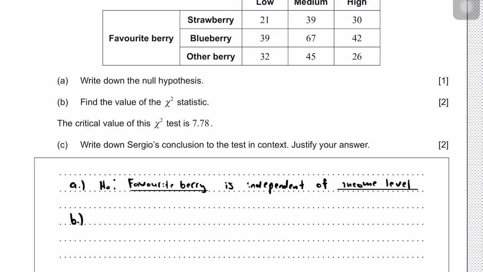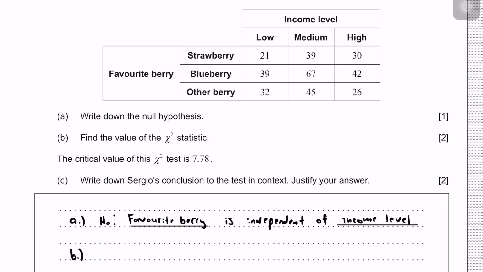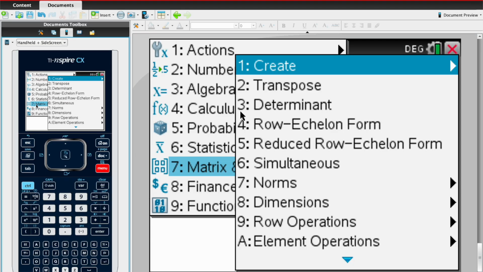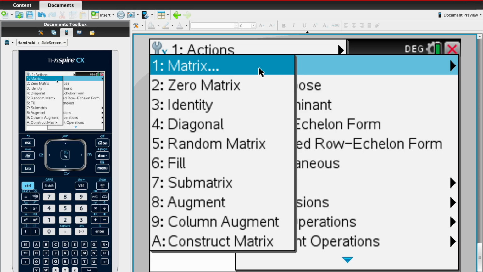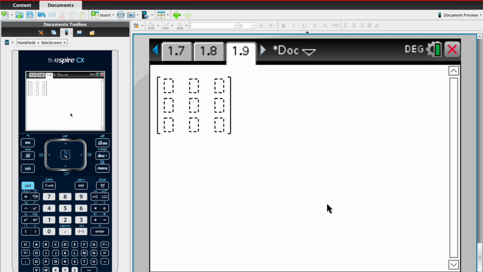All right. Part B, find the value of the chi-squared statistic. Okay, so this is somewhat procedural actually. Let's just go set up a matrix and then we'll run a chi-squared test statistic. So let's go to the calculator here. We will go menu, matrix, and we'll create a matrix. Here we have a 3 by 3 matrix. And let's put in those values.